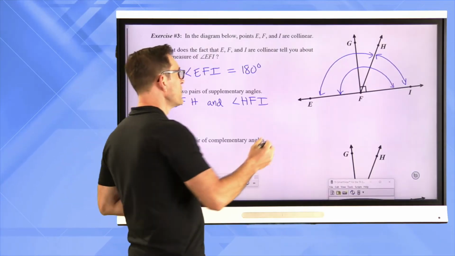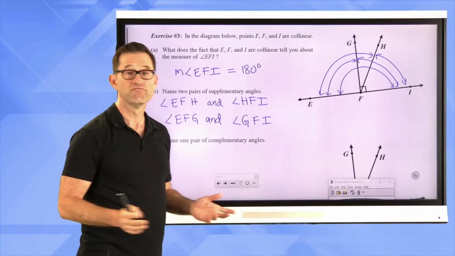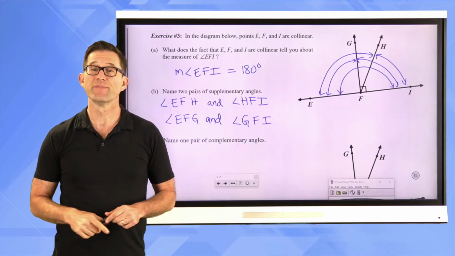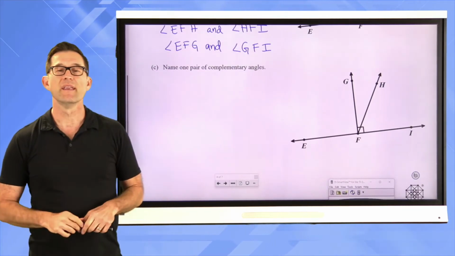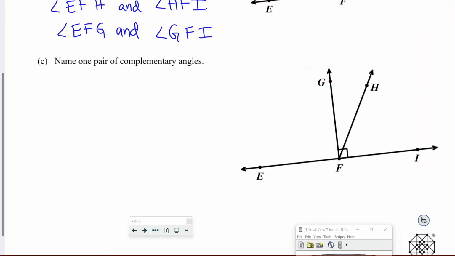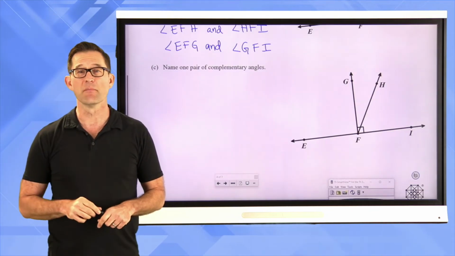But likewise, we also have this angle and this angle, those two right angles. So that would be angle EFG and angle GFI. Both are supplementary. All right. Now, letter C, name one pair of complementary angles. There's only one pair of complementary angles in this diagram. You go ahead and name them.